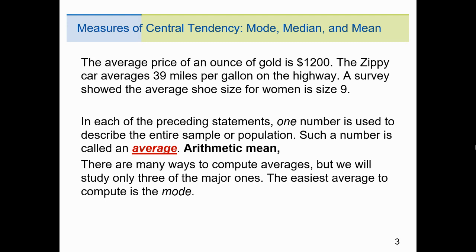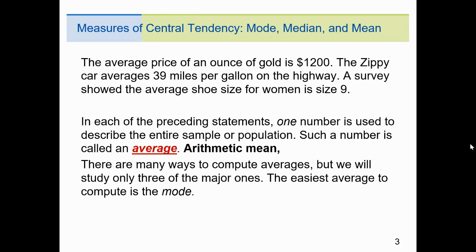Price of gold, 1,200. Actually, that may be a little low right now. Zippy car gets 39 miles per gallon. I'm not sure what a Zippy car is. A survey showed the average shoe size for women is size 9. In each of the preceding statements, one number was used to describe the entire sample or population. Such a number is called an average or an arithmetic mean.